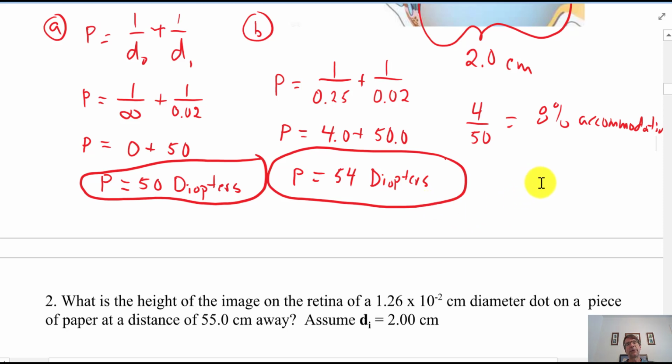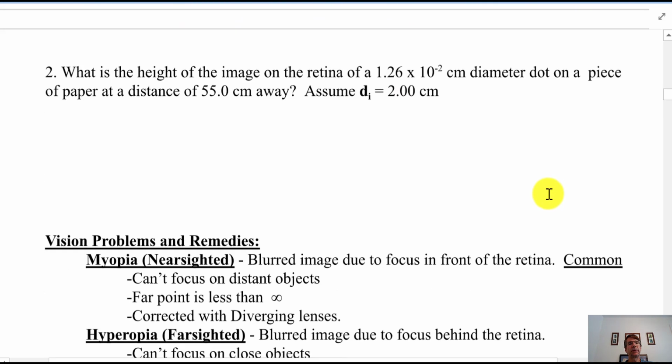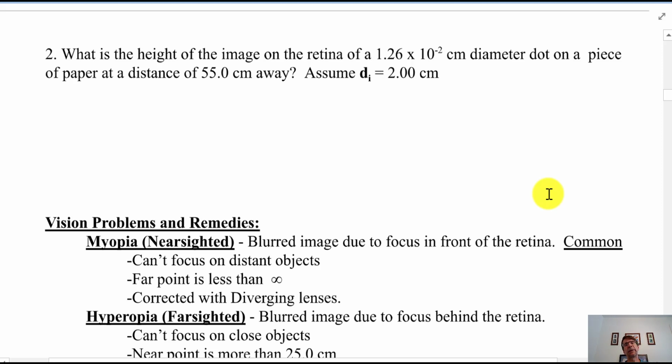So once again, when there are no corrective lenses, it's pretty much a straight plug into that equation, and I'll do a few more of those in a few minutes. But what about this one? What's the height of an image on the retina of a dot, a period on a piece of paper, which is a really small dot, 1.26 times 10 to the negative second centimeters? What's the diameter of that dot if you hold the paper 55 centimeters from your eye? That's not that far away, about 1.5 feet.